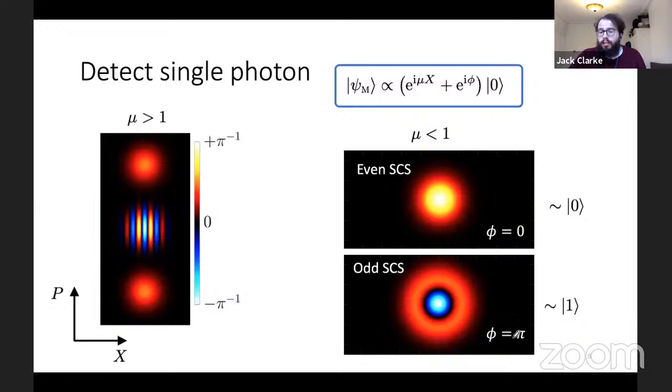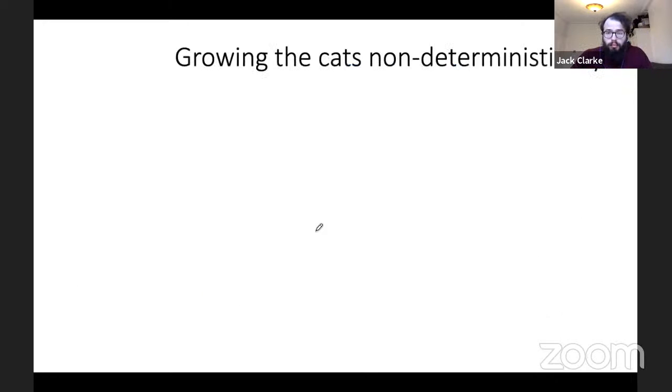Whereas if we chose the phase carefully, what we can do in the limit where mu is very small is expand this, and we actually cancel that ground state component. When phi is pi, we can generate something that looks like a single phonon state. And you see this blue bit indicates some Wigner negativity. So let's get a bit more precise and talk about our scheme.